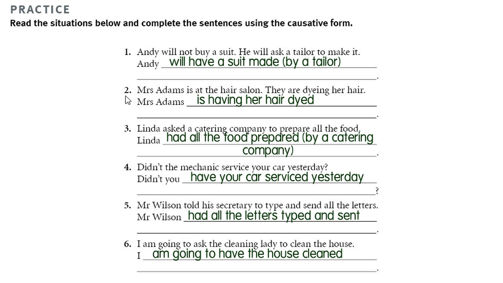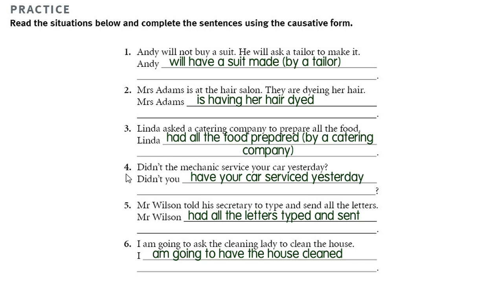Number 2. Mrs. Adams is at the hair salon. They are doing their hair. Mrs. Adams is having her hair styled. وهذا في المضارع المستمر. Number 3. Linda asked a certain company to prepare all the food. Linda had all the food prepared by a certain company, by a catering company. وزمن الجملة في الماضي البسيط.